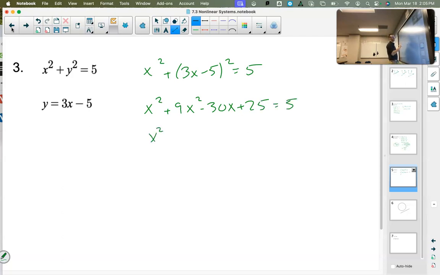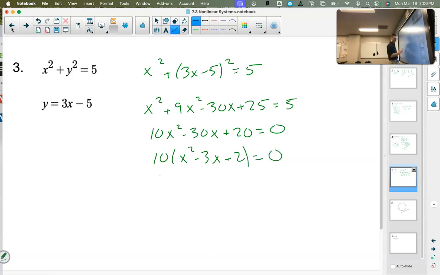Let's see, 10x squared minus 30x plus 20 equals 0. I'm going to take out a 10. And I'm going to factor. I get x equals 2, or x equals 1.